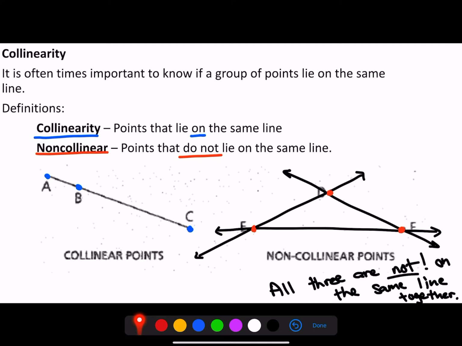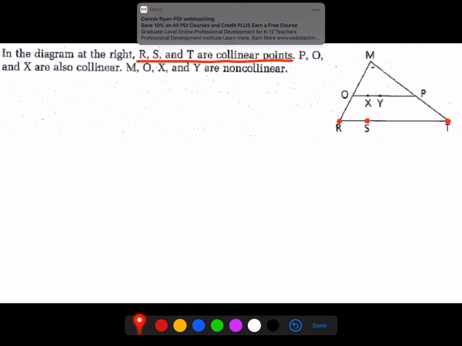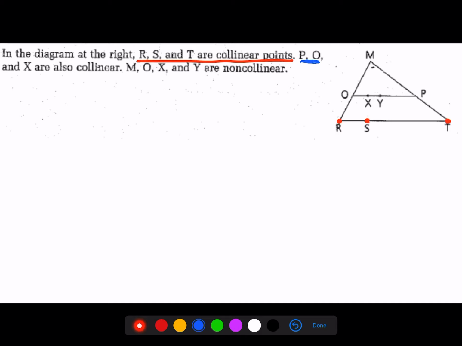Now, again, all 3 points are not on the same line together. That makes it not collinear, non-collinear. All right, so in this diagram at the right, we're just going to go ahead and go through this. So points R, S, and T are collinear points. We can see that because R, S, and T all lie on the same line. Next up, points P, O, and X are also collinear. So points P, O, and X, they all lie on the same line as well, making them collinear.